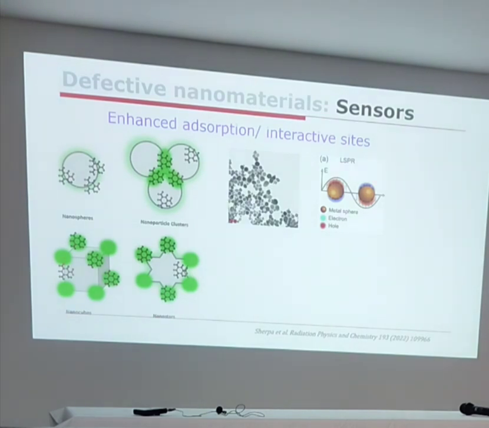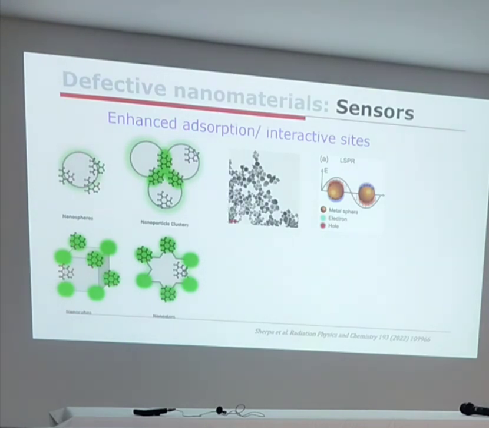So this oscillating electromagnetic field, if it is in resonance with the scattering which you are producing over the surface, you might end up seeing an enhanced scattering. It's a resonant scattering between the LSPR and the Raman scattering as well. And this process is called surface enhanced Raman scattering.